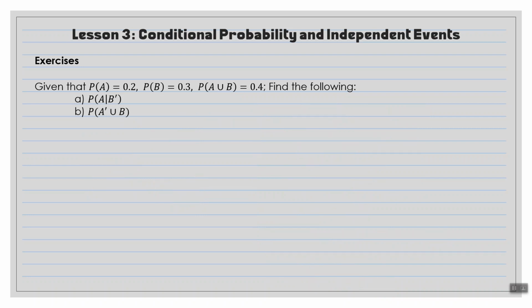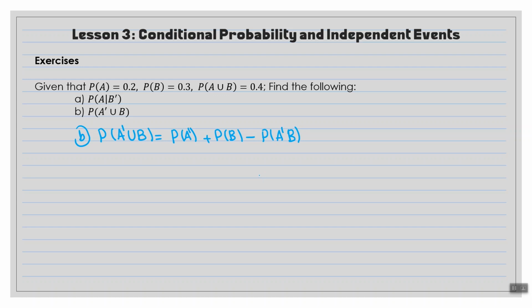Let's check the second part. So the second part wanted the probability of A dash union B. Now we know this formula. We know that the probability of A union B is equal to the probability of A plus the probability of B minus the probability of AB, right? But this time they don't want A union B, they want A dash. So I'm going to change every A into A dash. So this becomes A dash, then this becomes A dash.